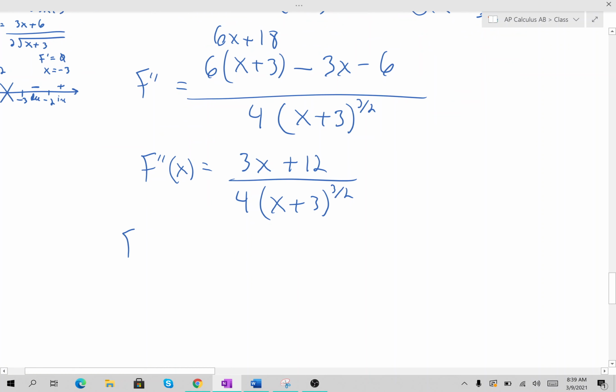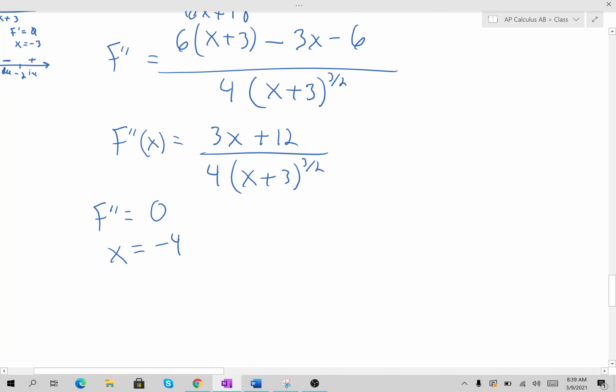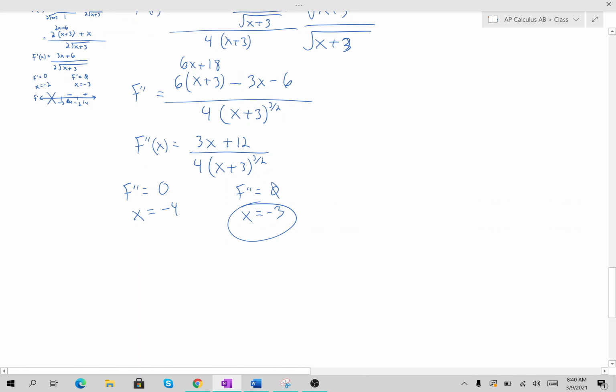So we get the second derivative is 0 when x is negative 4. Okay, but that's outside of our domain, so we don't care about that. And we get that the second derivative is undefined when x is negative 3. So we care about that. Okay, so we make a second derivative number line, which just has negative 3 on it. There's nothing back here. And if you check a number greater than negative 3 into your second derivative, you're going to get positive, which means we are concave up.